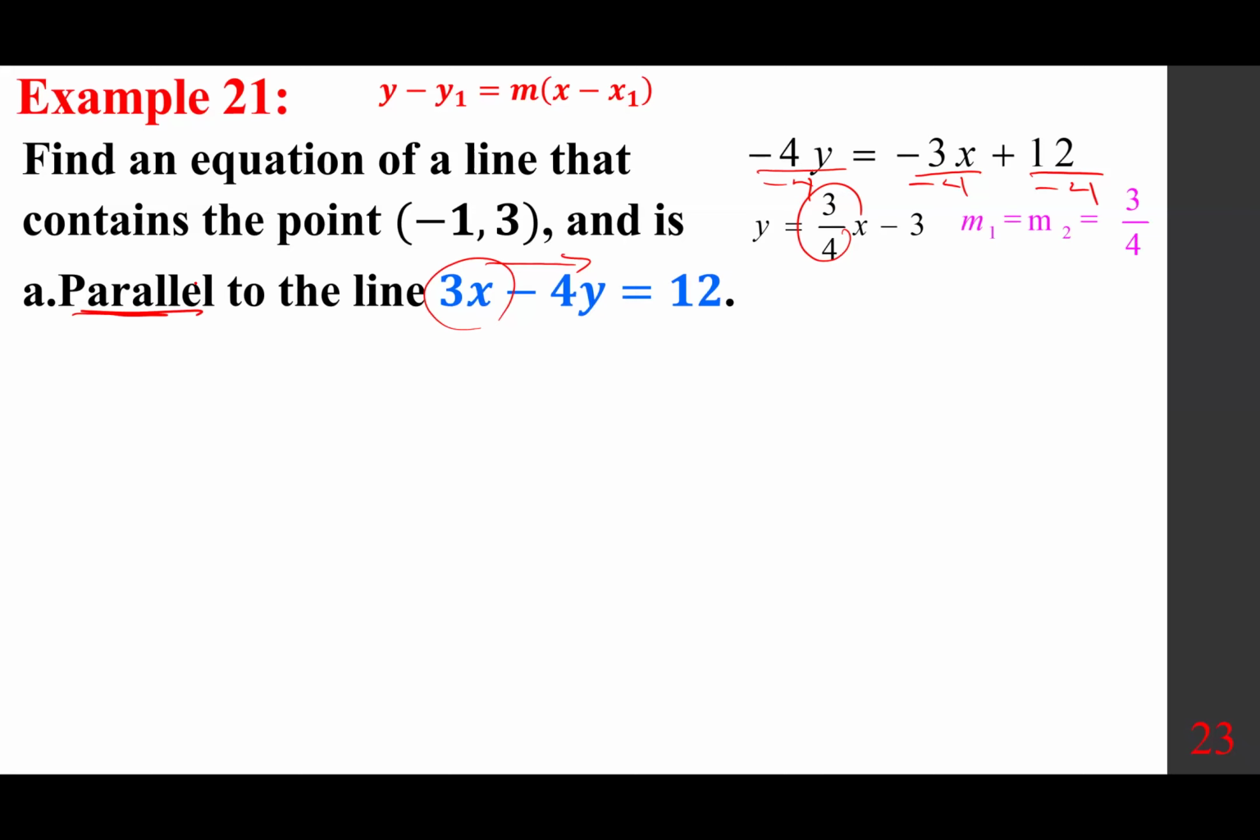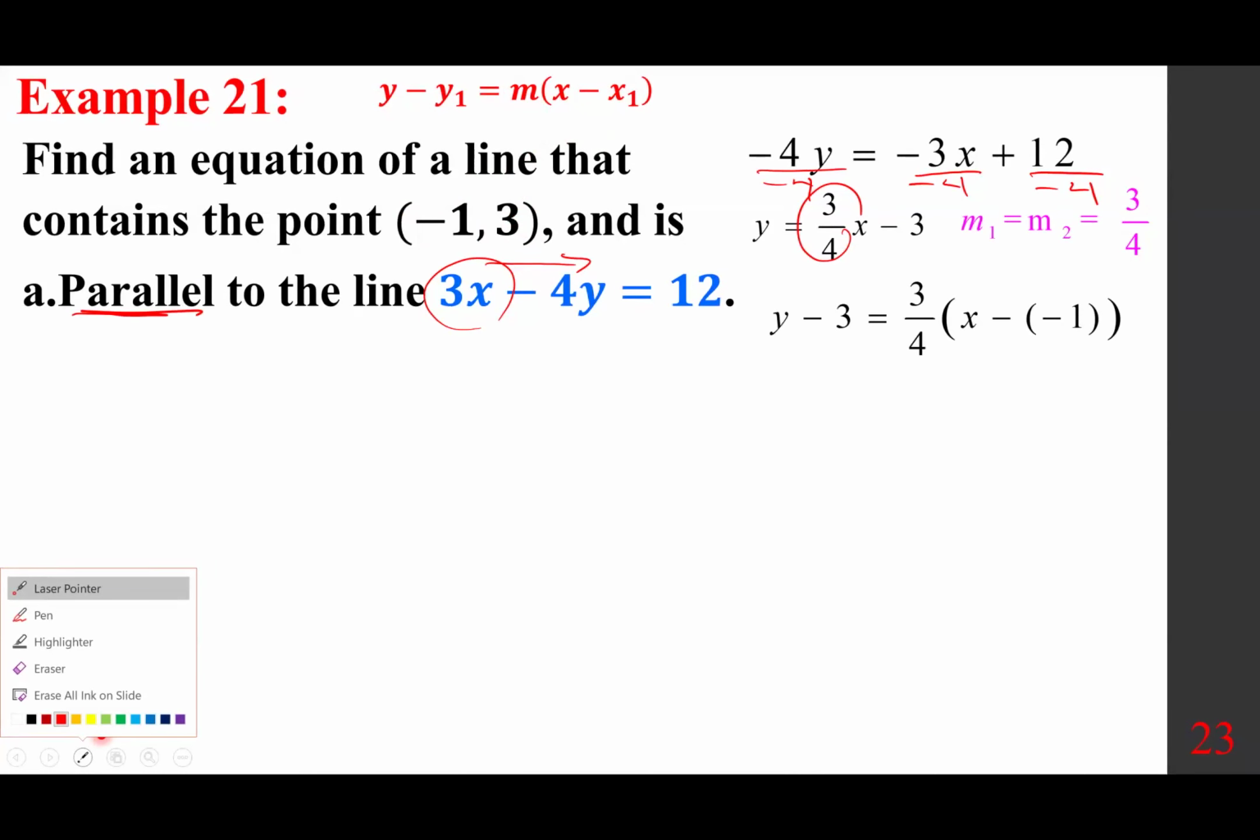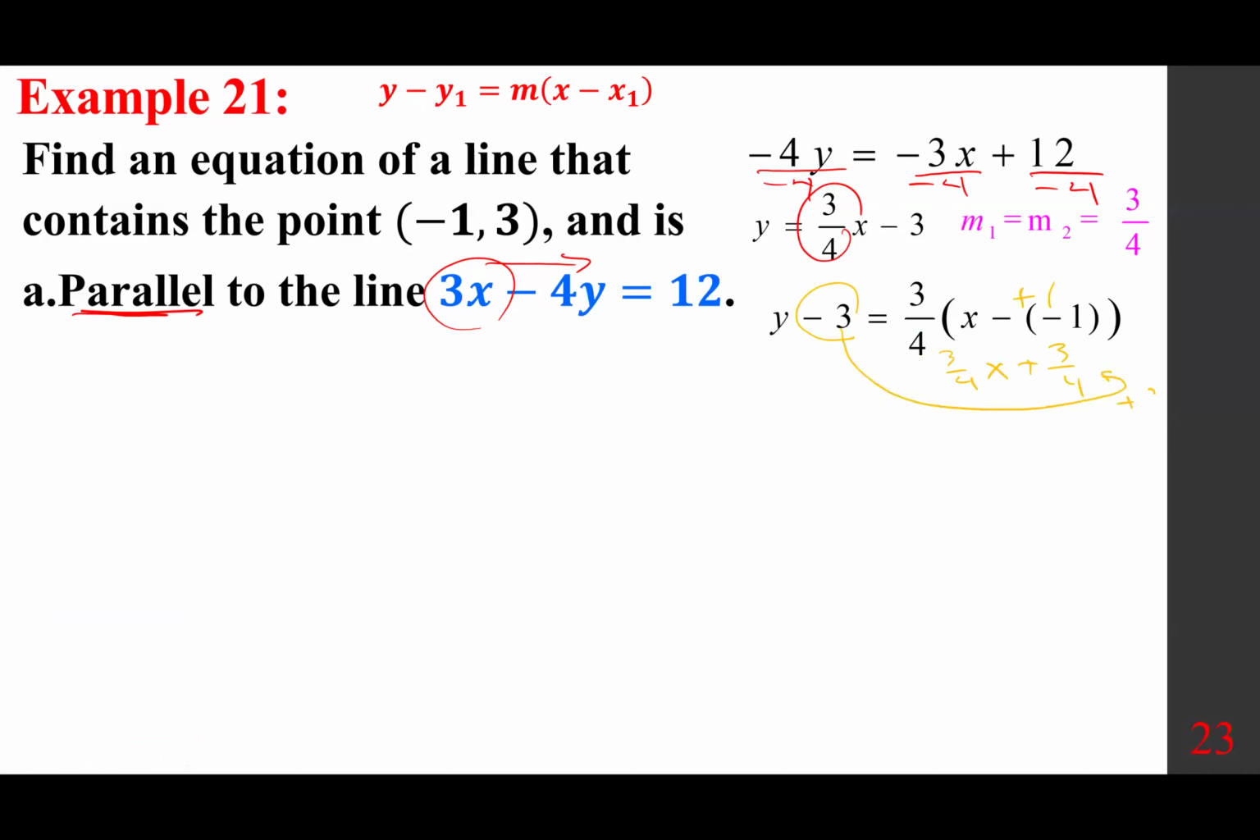Y minus y1 equals m times x minus x sub 1. So y minus 3 equals 3/4 times x minus x sub 1. That means x minus minus 1 or x plus 1. So as you can see, this becomes plus 1. And so we have 3/4 x plus 3/4. This moves, becomes plus 3. And we get 3 times 4, 12 plus 3, 15/4. This would be the final answer.